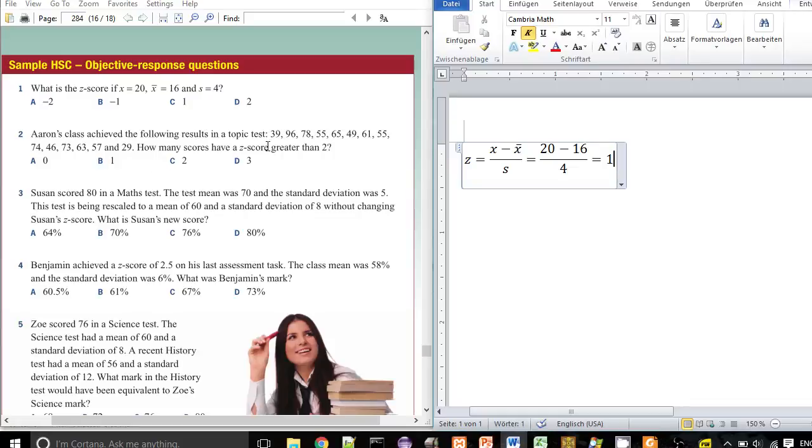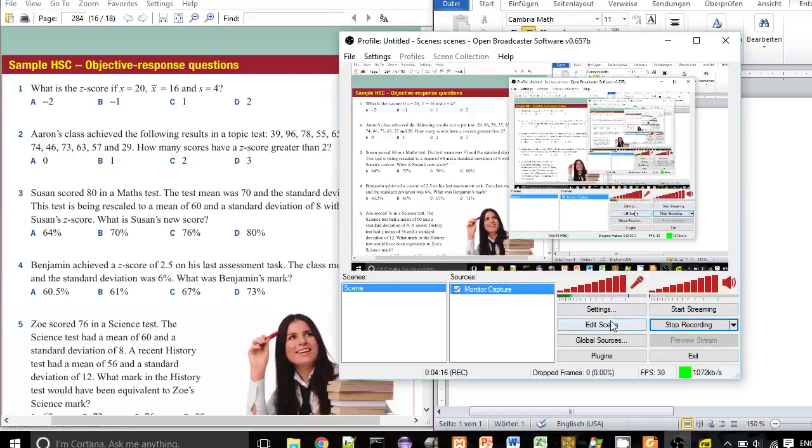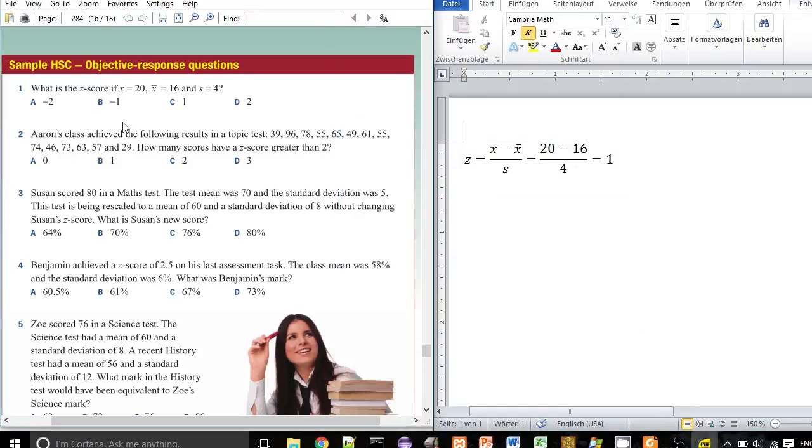How many scores have a Z score greater than 2? I might have to skip that only because I don't have a calculator. Oh man, if these have a lot of... Hang on, can I pause this? I don't know if I can pause. Alright, look, I'm just going to keep going.